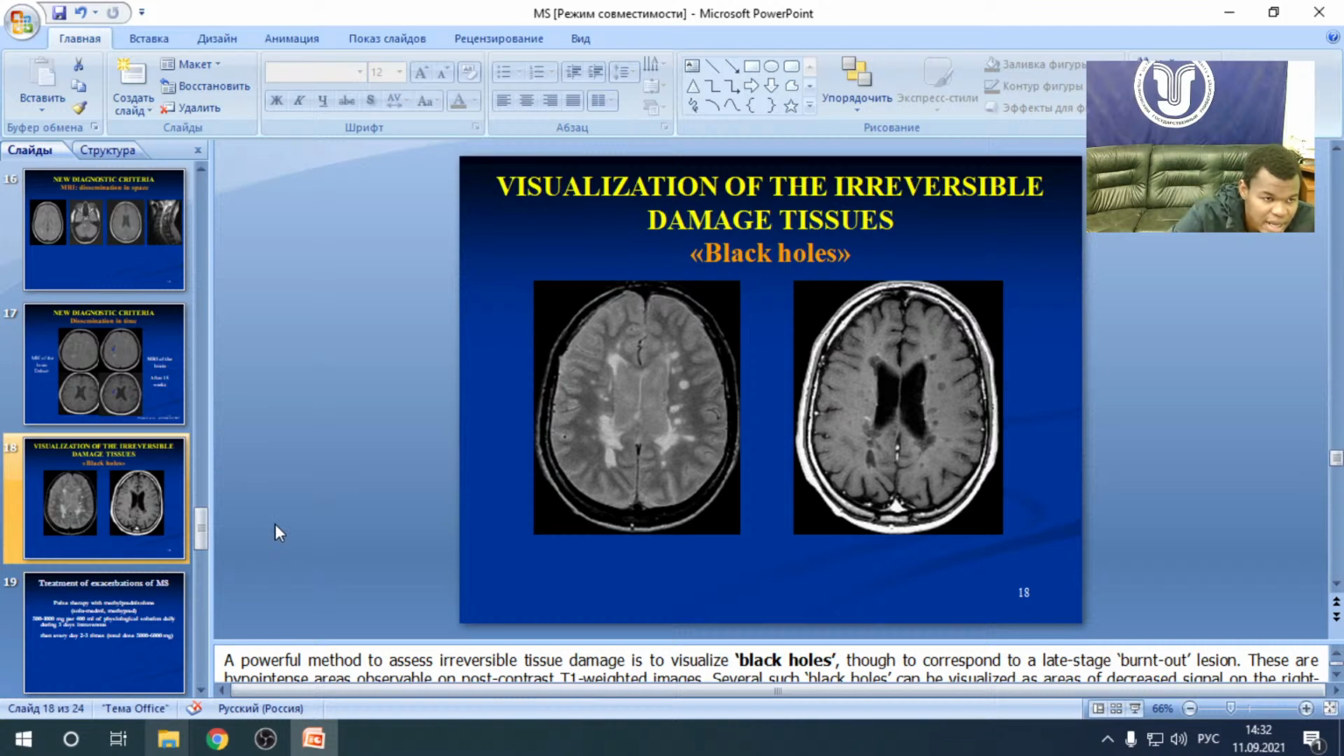So here you can see a visualization of the irreversible damaged tissues. Black spots. So look here, those black spots are the demyelination process. So the person will have black spots in his brain, right? So look at the black here.